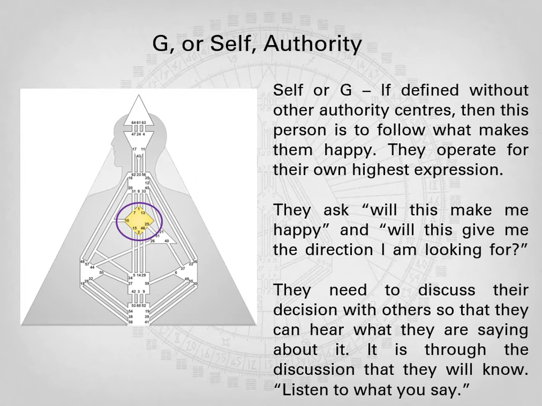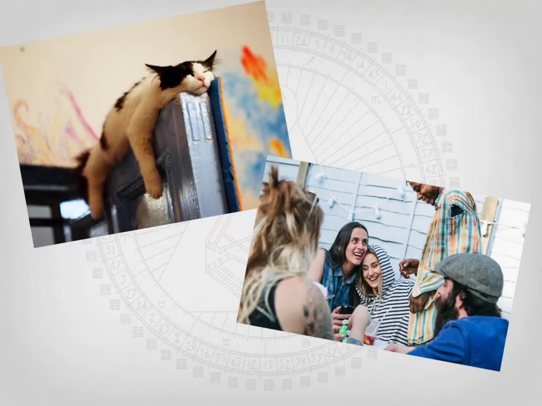You will need to discuss your decisions with others so that you can hear yourself speaking out loud. Listen to what you say is the motto for the defined G. Their physical environment can have an impact when they're going through their decision-making process. They will do best if they're comfortable and feeling at home whilst talking their process through, although it's often not a long and drawn-out thing for them. They can decide quickly when they feel what is right.